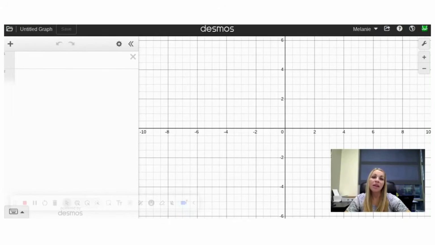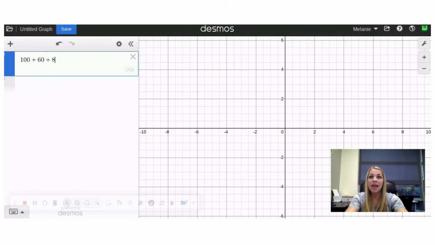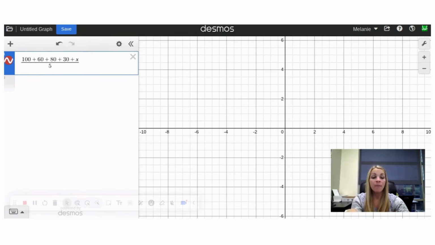To calculate the mean, we take all of our numbers, add them together, and divide by the total. Our numbers given were 100 plus 60 plus 80 plus 30, and we had an unknown test score of X. We're going to take all of these numbers, I'm going to highlight them and put a division bar, and there were 5 tests. We want that average to be 72. So I'm going to set this equal to 72.